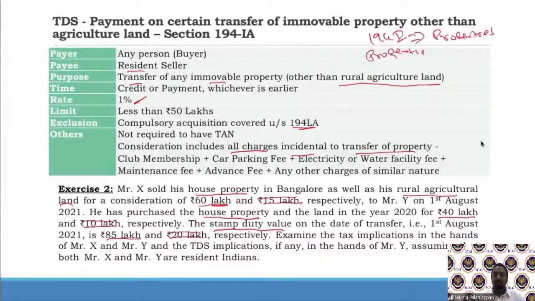Now, there are a few things we need to understand. One is TDS. What does TDS say? Whenever consideration exceeds 50 lakhs, 1% has to be deducted on the whole amount. The moment it exceeds, it is on the whole amount only. So TDS must be deducted on 60 lakhs.